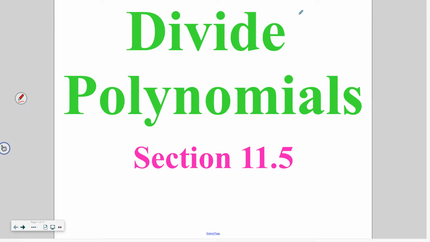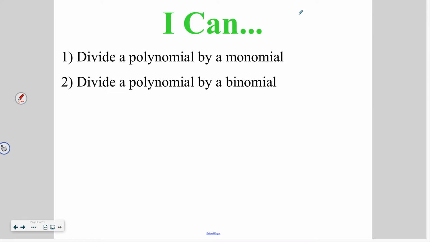Hello class and welcome to section 11.5, which is all about division of polynomials. By the end of today's lesson, you'll be able to divide a polynomial by both a monomial and a binomial.